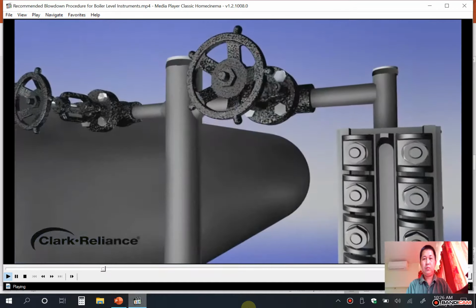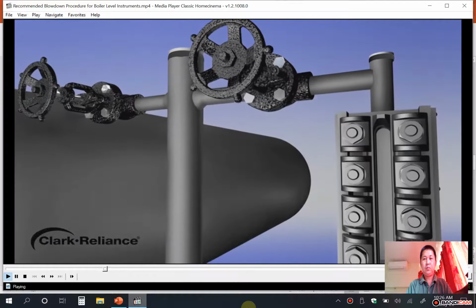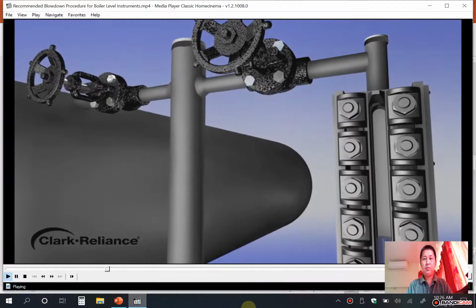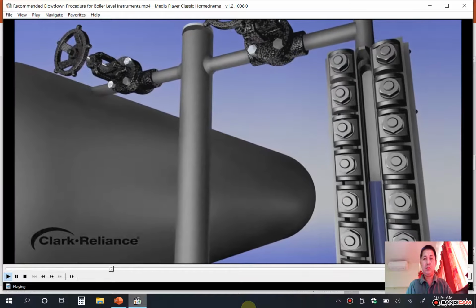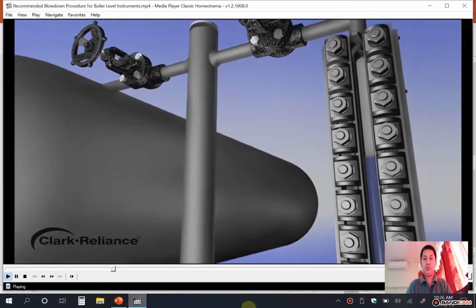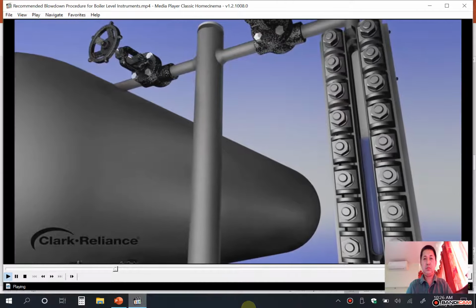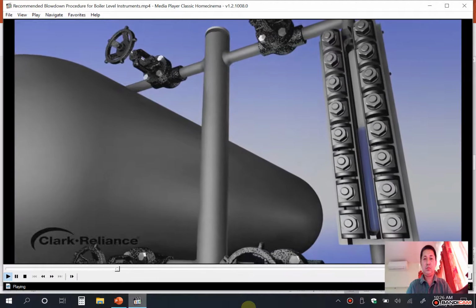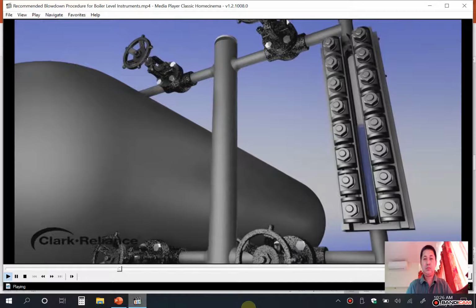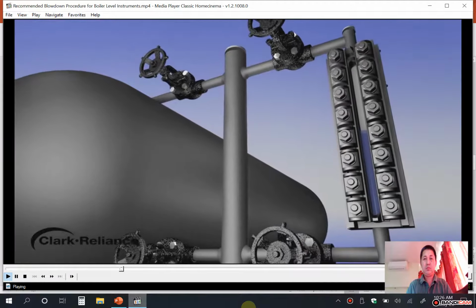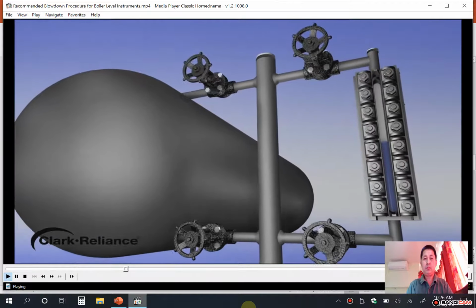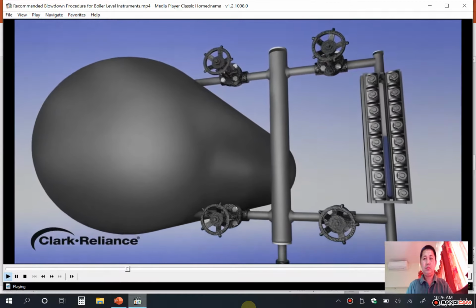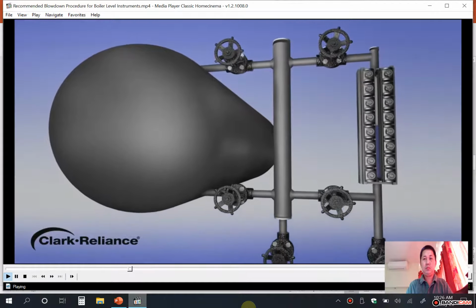The importance of proper cleaning and maintenance of the water column and the water gauge glass or level indicator cannot be stressed enough. The water column and connecting piping must be kept clean to ensure the water level in the gauge glass accurately represents the water level in the boiler. The frequency and method used to blow down a level instrument may affect service life and performance of the water column, gauge glass, or level indicator.